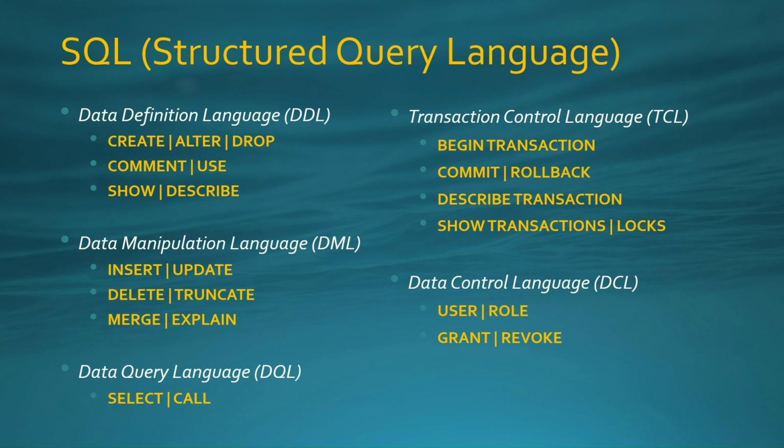Transaction control language, TCL. That's all about transactions. Begin transaction, commit or roll back a transaction. Okay, describe transaction, show transaction, or show logs. And finally, you have the data control language, DCL. This relates to users and roles, and this relates also to grant and revoke privileges, including granting a role to another role or granting a role to a user.